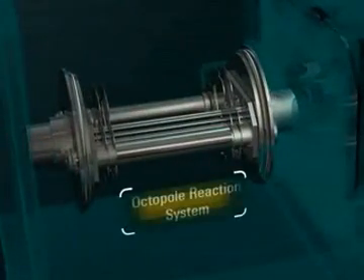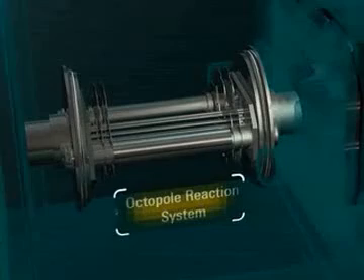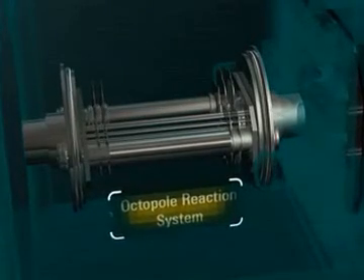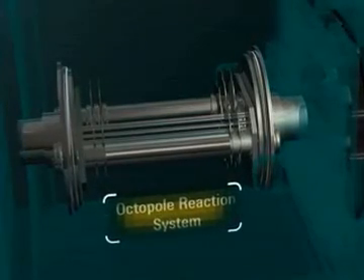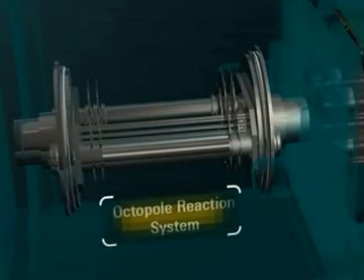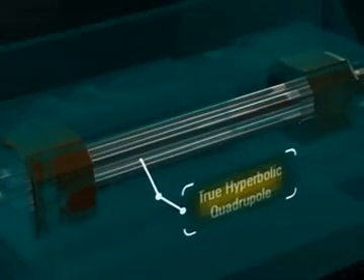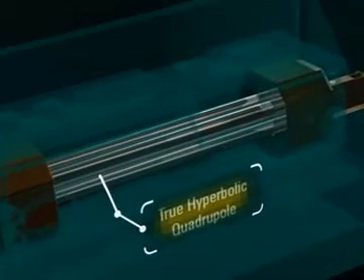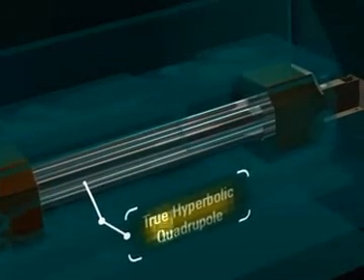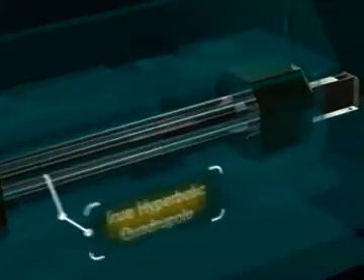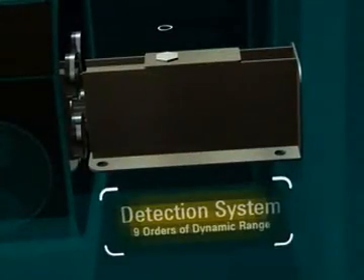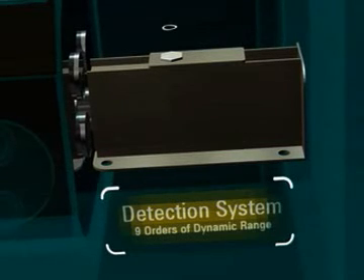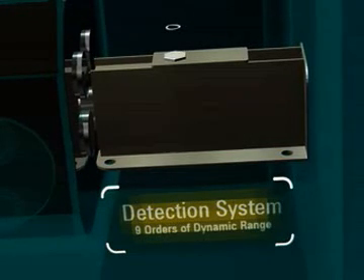The Octopole reaction system is comprised of an Octopole ion guide inside a pressurized reaction cell and can be operated in both collision and reaction modes for the removal of polyatomic spectral interferences. Mass filtering is performed by a high-frequency quadrupole with unique true hyperbolic cross-sectional rods for superior abundance, sensitivity, and peak separation. The advanced detection system provides 9 orders of linear dynamic range from parts per trillion to hundreds of parts per million.